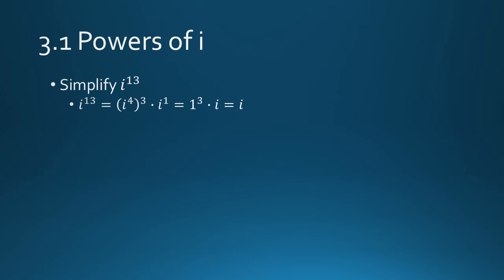Now, why do we pick 12 and 1? We want one of those two numbers to be a multiple of 4. Well, 12 is a multiple of 4. In fact, as you can see here, it's 4 times 3. So we have i to the 4th raised to the 3rd times i to the 1st. The i to the 4th is 1. So we have 1 to the 3rd, and then i to the 1st is just i. So 1 times i is i.